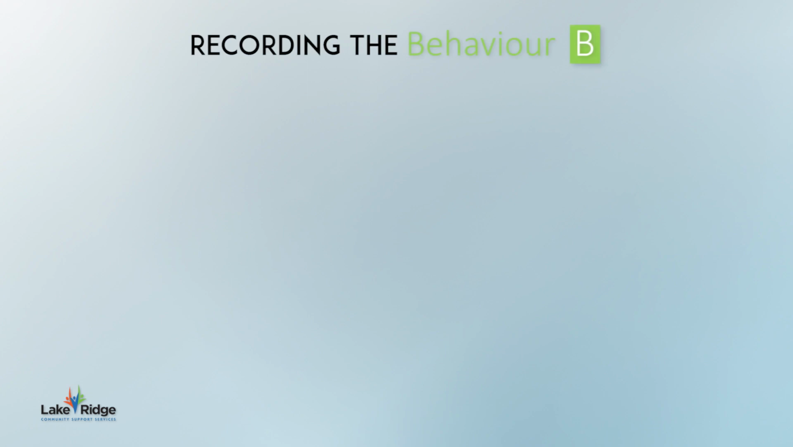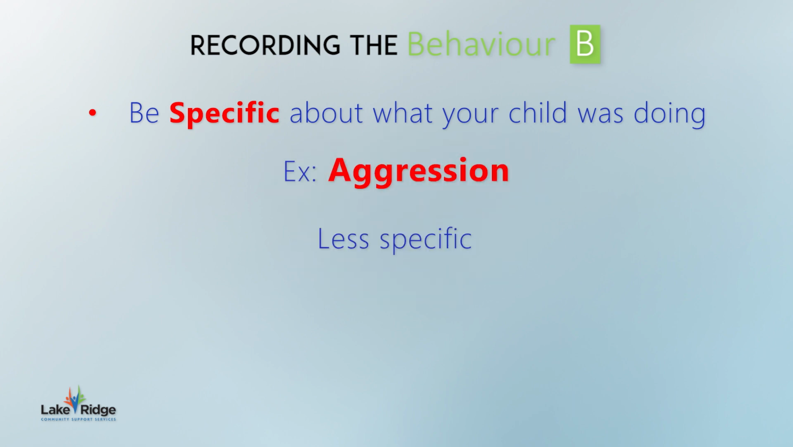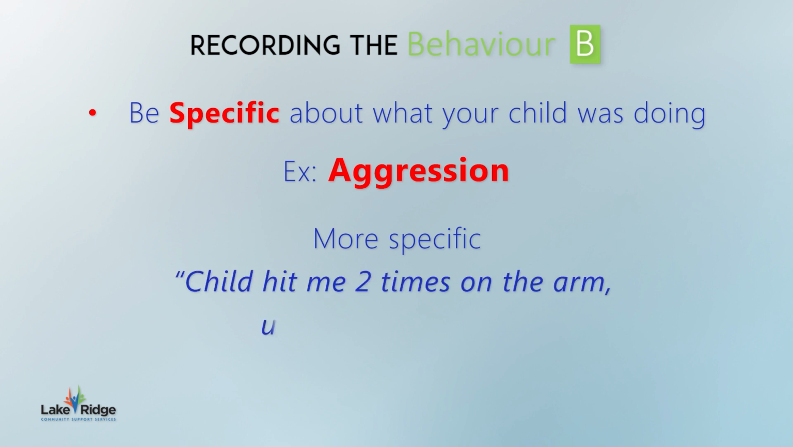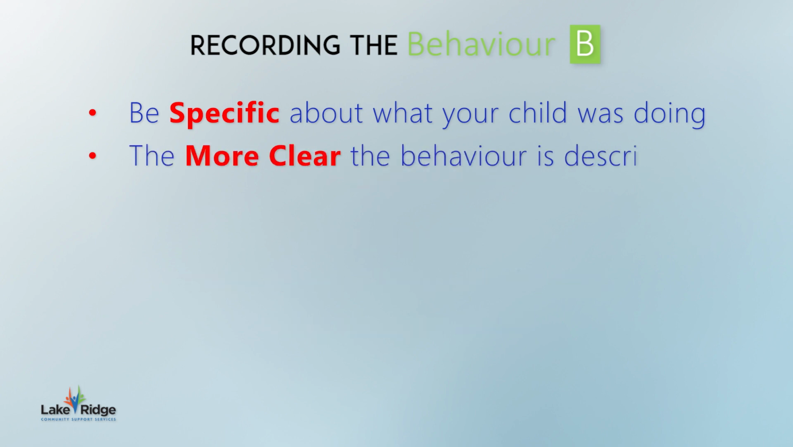When recording the behavior, be sure to be specific about what your child was doing. Let's take aggression as an example. A less specific description could be, child was aggressive. Whereas a more specific description could be, child hit me 2 times on the arm using an open hand. The more clear the behavior is described, the easier it will be to track.